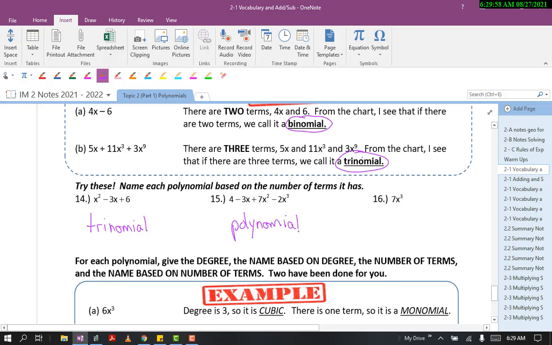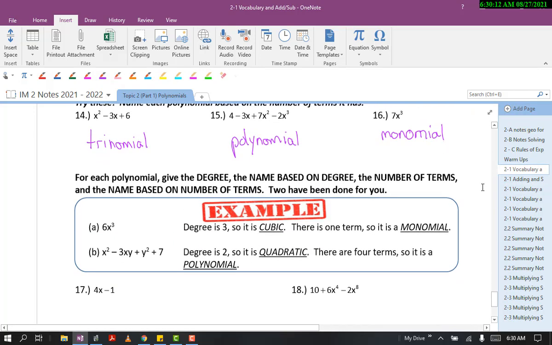16, we have 1 term. That is given to us by the suffix mono, so this is a monomial, because there's 1 term. So for each polynomial, we can use the degree and the name based on the degree, and the number of terms, and the name based on the number of terms.